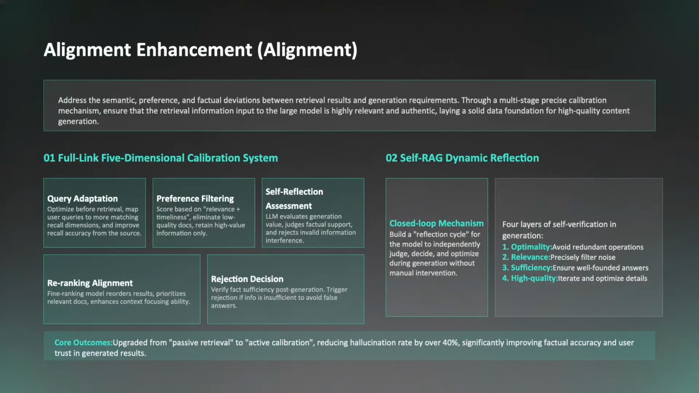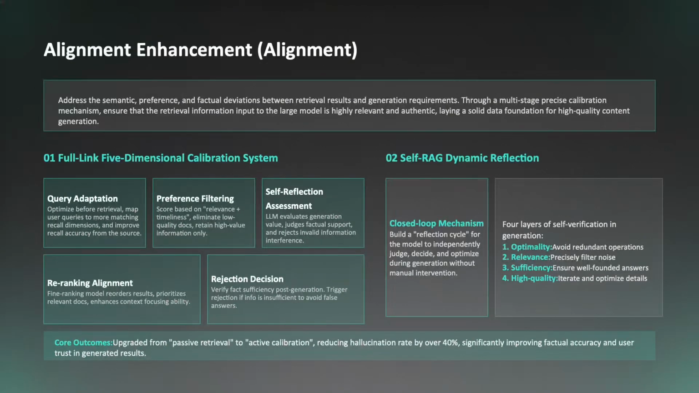Cross-encoder fine-ranking models reorder all recalled results, pushing the most relevant documents to the front to strengthen contextual focus. Fifth, rejection decision mechanism. After generating an answer, verify whether supporting evidence is sufficient. If confidence is low or materials are contradictory, the system rejects output to completely avoid fabricated false information. The core implementation of this calibration system is our SelfRAG dynamic reflection closed loop.